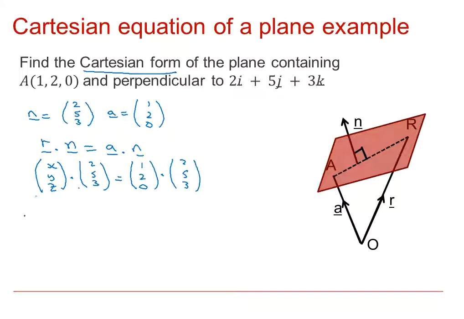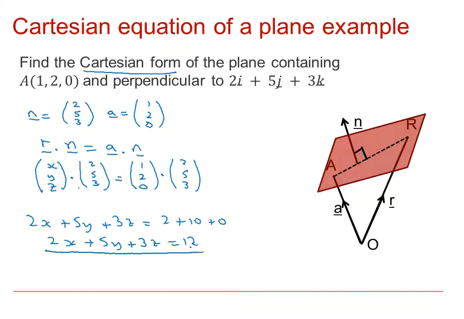So the dot product on the left will give me 2x plus 5y plus 3z equals 2 plus 10 plus 0. So we could go for 2x plus 5y plus 3z equals 12. And that is a perfectly good Cartesian equation of the plane.